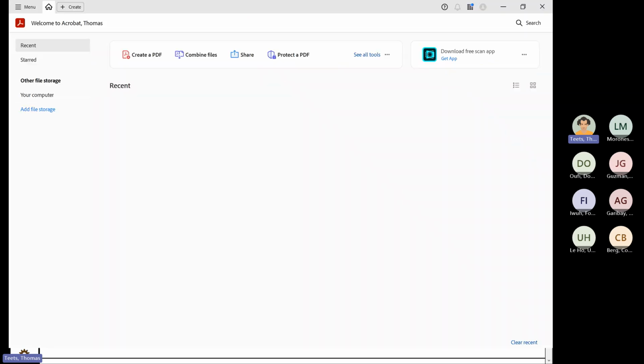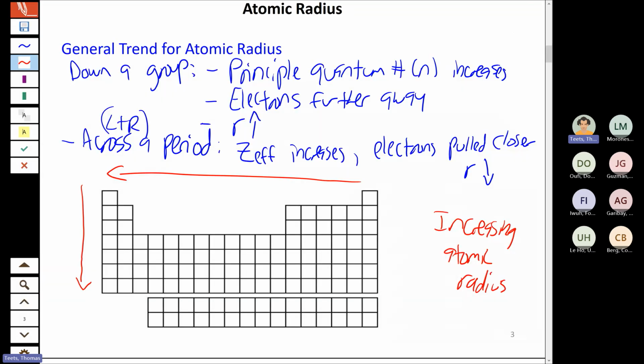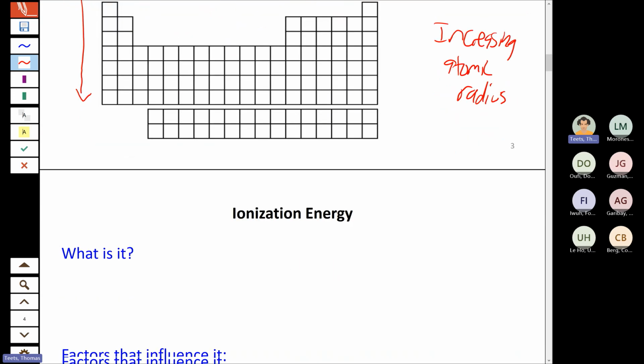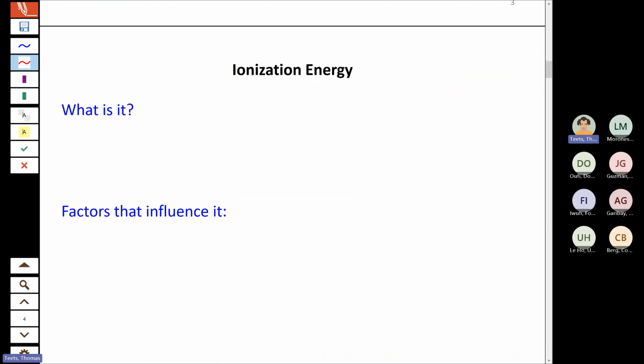Now, the other periodic trends we're going to talk about today do have some exceptions you need to be aware of. It's a little bit annoying at times, but it's just the reality of the situation. So the next one we're going to talk about is ionization energy. We introduced this briefly when we talked about the Bohr model, but what it basically is, is the energy required to remove an electron from an atom.